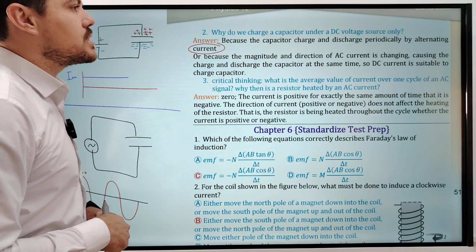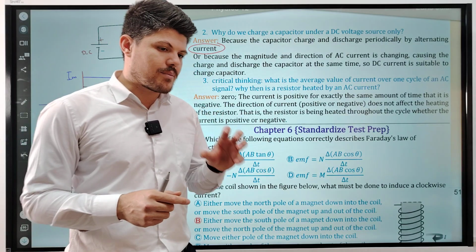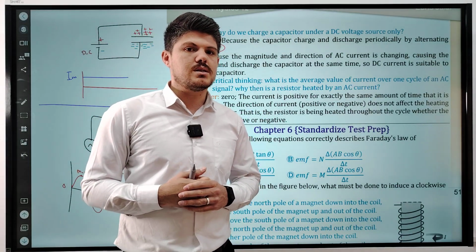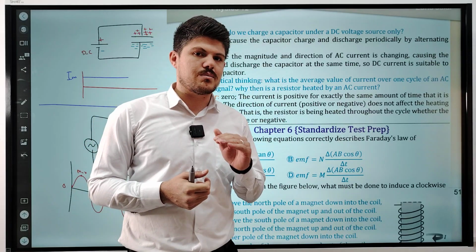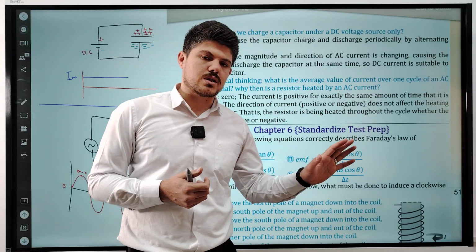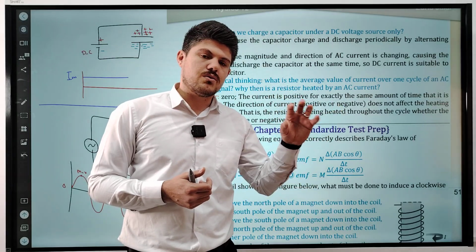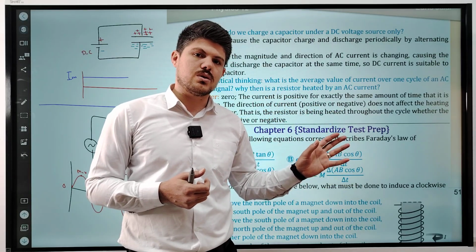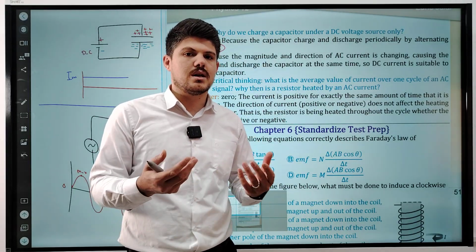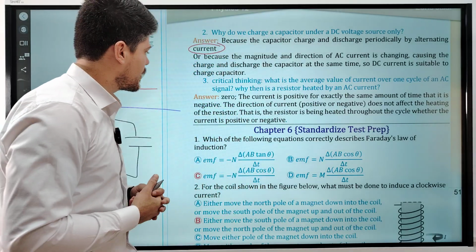So the DC current is suitable to charge the capacitor. Okay, so it means that the capacitor can be charged only under a DC source, not an AC source. Why? Because in a DC source, the magnitude and the direction of the current does not change. The capacitor can be charged. But in AC, because the magnitude and direction of the current changes from 0 to maximum, maximum to 0, that is why this capacitor becomes charged, discharged, charged, discharged, and that is why we cannot get advantage or benefit from this capacitor. Okay?